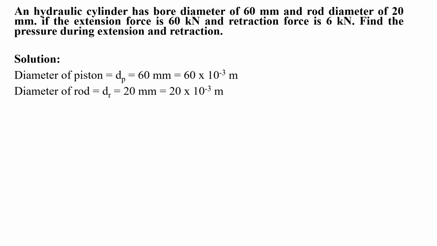Diameter of the piston, that is dp, equal to 60 millimeter. Convert this millimeter value into meter value, that is 60 into 10 to the power of minus 3 meter. Next is rod diameter. Diameter of a rod, dr, equal to 20 millimeter. So meter conversion, 20 into 10 to the power of minus 3 meter.